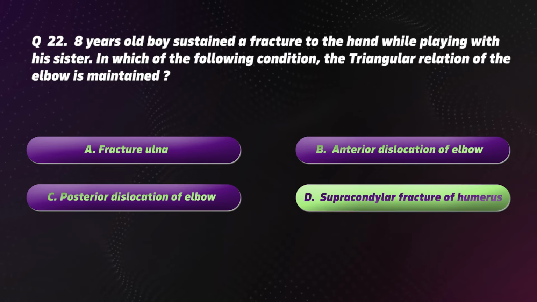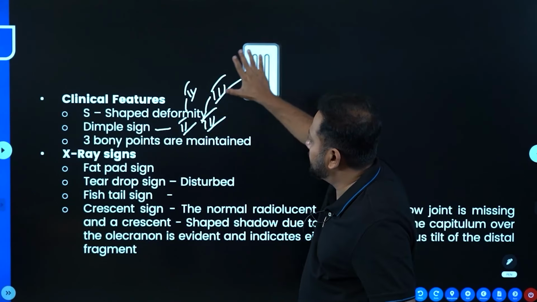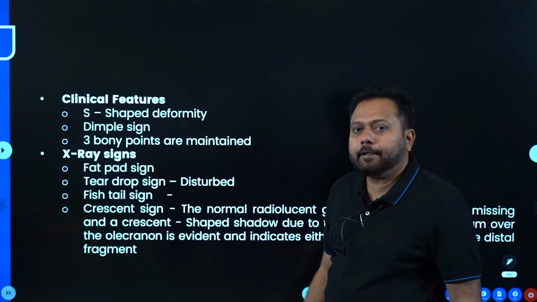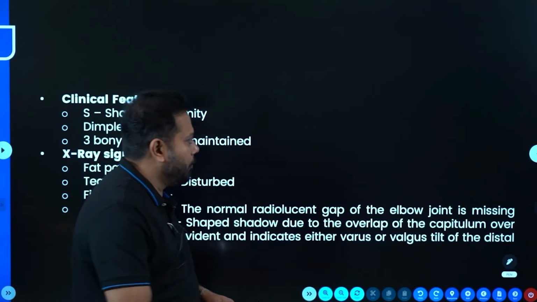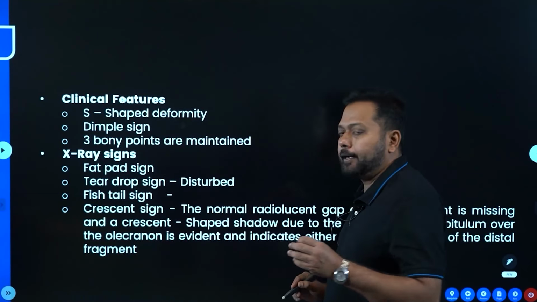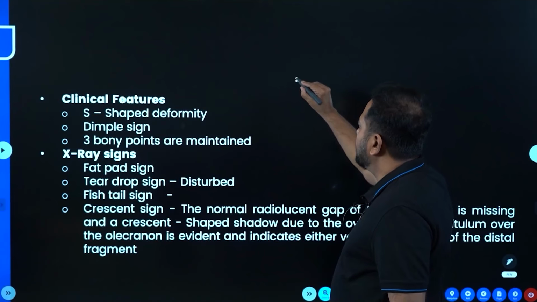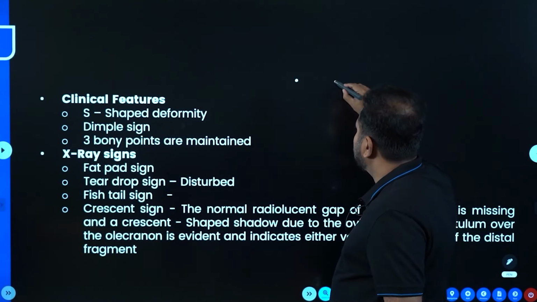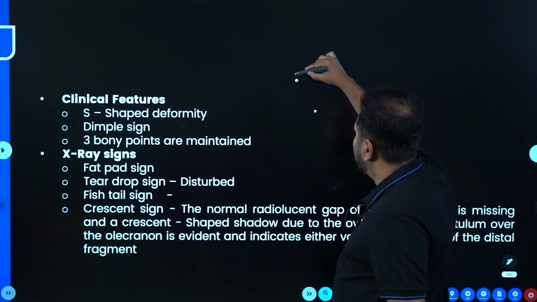Supracondylar fracture of humerus. Here's the explanation. The important point is that three bony points are maintained. What are the three bony points? They form an inverted triangle. This is the medial epicondyle. This is the lateral epicondyle. This is the olecranon.